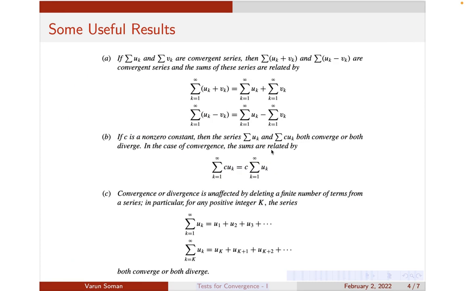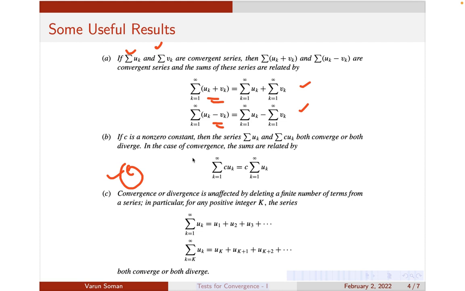For the time being, let us look at the results once again. Suppose you have series sigma u_k and sigma v_k, and suppose both of them are convergent. Then sigma (u_k plus v_k) and also sigma (u_k minus v_k) will be convergent, and the sum will be like this. Another thing: if you multiply a series by c, it will not affect its convergence or divergence. If it is convergent, it will still be convergent. If it is divergent, it will still be divergent. And remember, c is a non-zero constant, because if c is zero, definitely the entire series will become zero. That is why c is taken as a non-zero constant. Similarly, if you ignore a few terms, it will not affect the convergence or divergence. So these are some useful results which you can use in applications.